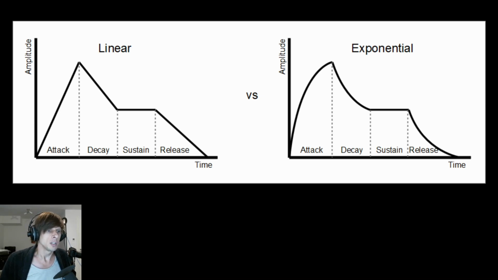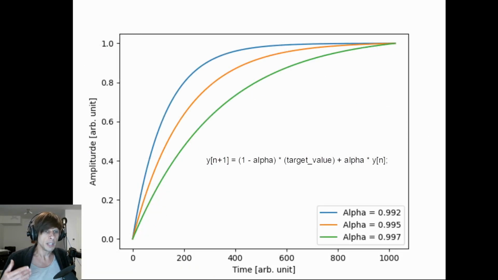All right, so this differential equation that's implemented is shown over here. The next sample, in+1, is partly 1 minus alpha times the target value where you want to go, plus alpha times the previous value. And then, of course, when you change alpha, you get a different shape. The alpha can be somewhere between 0.992 and 0.997.